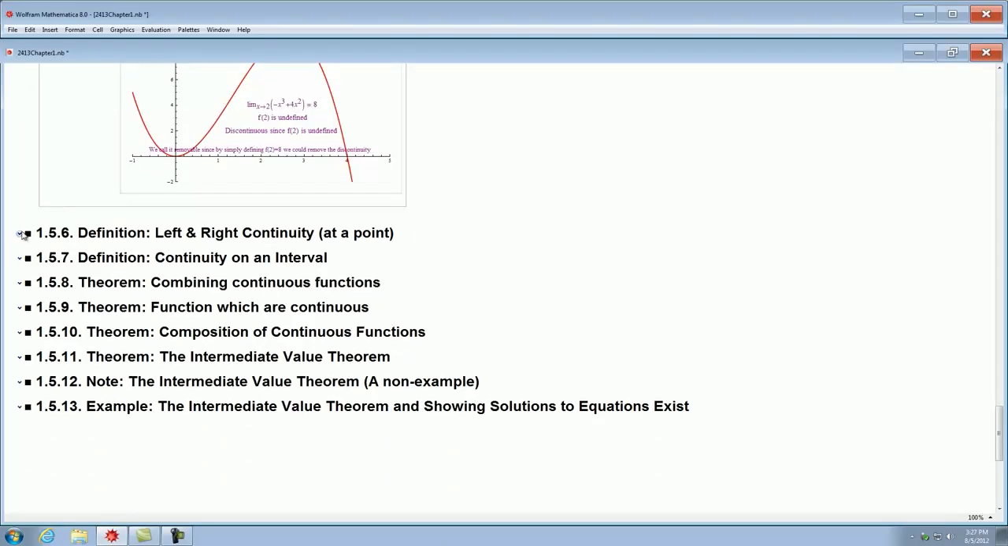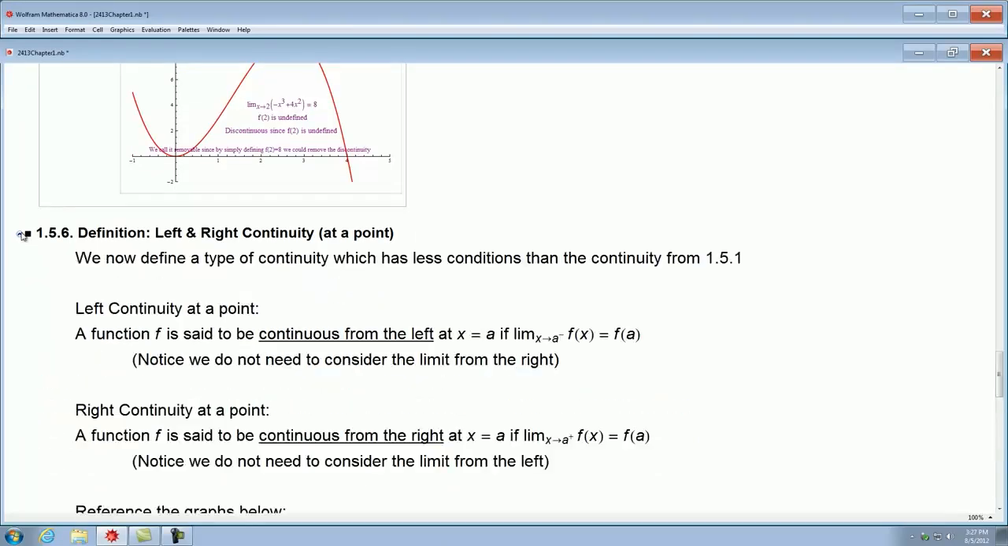All right. So now left and right continuity. We defined continuity above. Left and right continuity has fewer conditions on it than the previous definition. First is what we call left continuity at a point. A function f is said to be continuous from the left at x equals a if the limit from the left of f of x equals f of a.